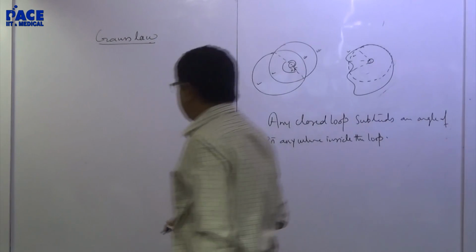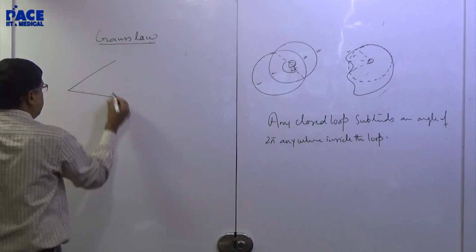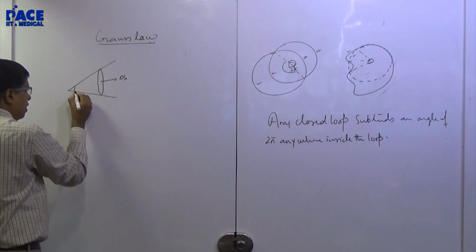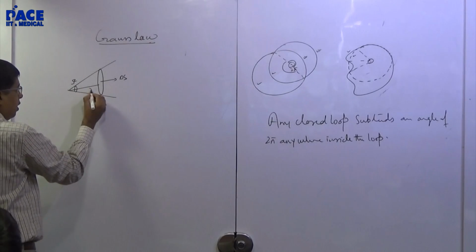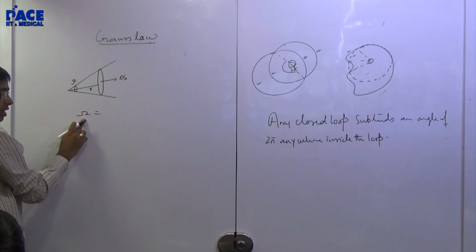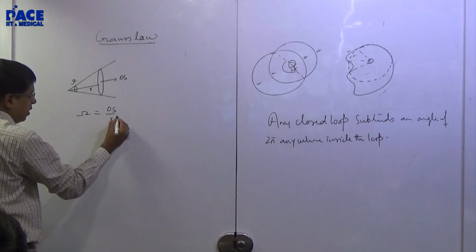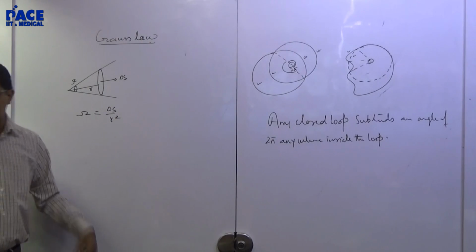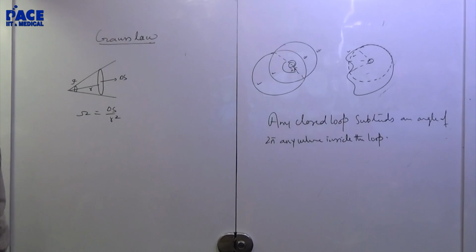Now have a look at this. If you are showing me a solid angle this way, this will be the area delta S. I will show solid angle by this omega. Solid angle is represented by this symbol, delta S by R square. See the dimensions. L by R has become area by R square. We are playing with the dimensions. Now we have a small issue here.